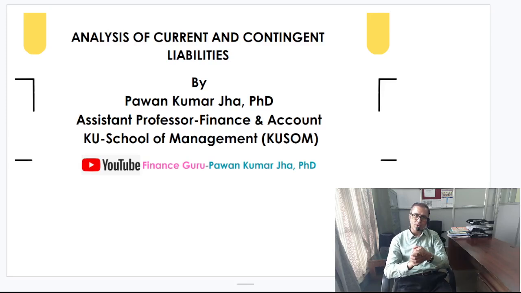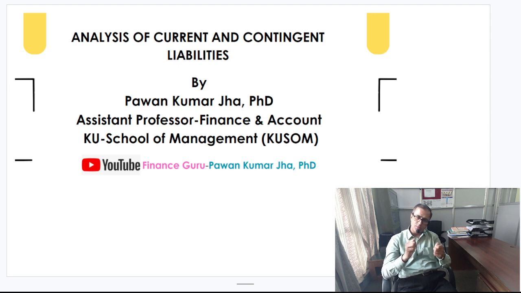Today let's discuss the analysis of current and contingent liabilities. This is under the financial accounting context. You can say it is the analysis of accounting information, because it's very important to manage our short-term obligations. It will decide our overall liquidity situation, because we compare the extent to which we have current assets and current liabilities, and at the same time it's about contingent liabilities.